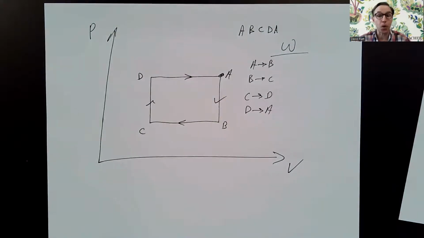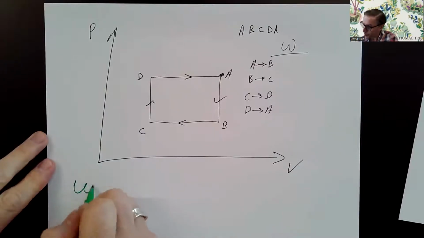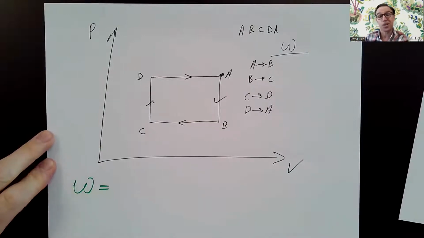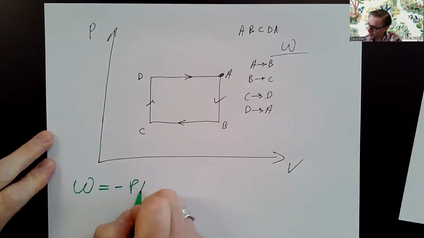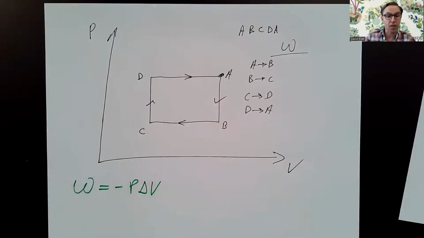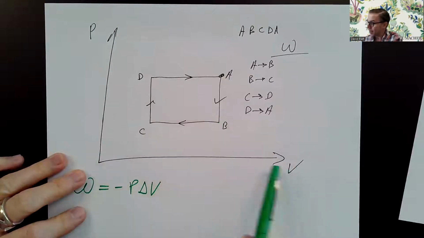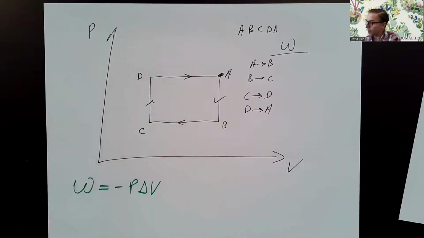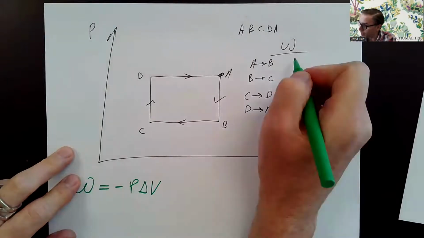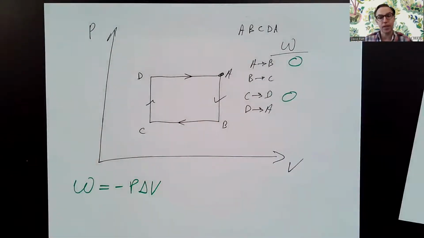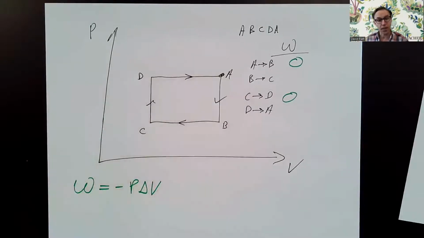Is it obvious that the work done in 2 of those parts is 0? Remember, we said that the work done on the gas is negative P delta V. I hope that sounds familiar. So for A to B, delta V is 0. And for C to D, delta V is 0. And if delta V is 0, the work is 0. Now, these other 2 parts from B to C and D to A, the work is not 0.